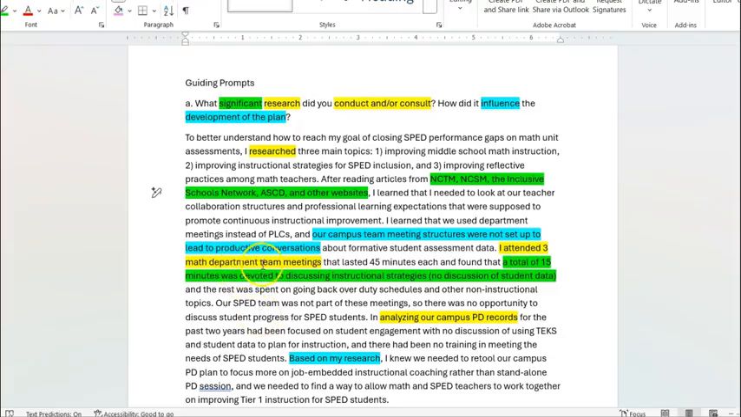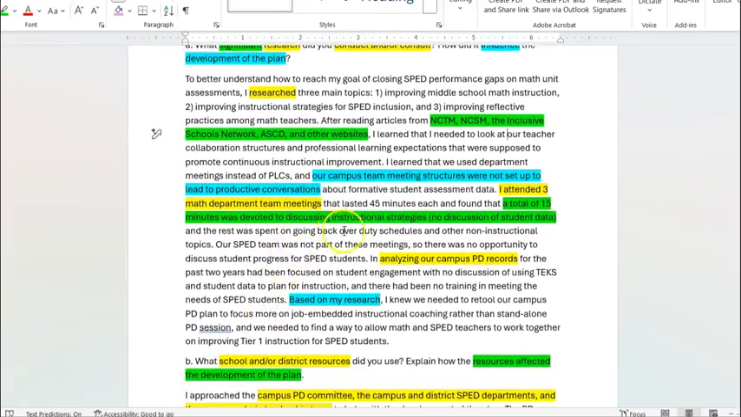I attended 3 math department meetings that lasted 45 minutes each and found that a total of 15 minutes was devoted to discussing instructional strategies, no discussion of student data. So this is why this is significant. The rest of the time was spent going back over duty schedules and other non-instructional topics.